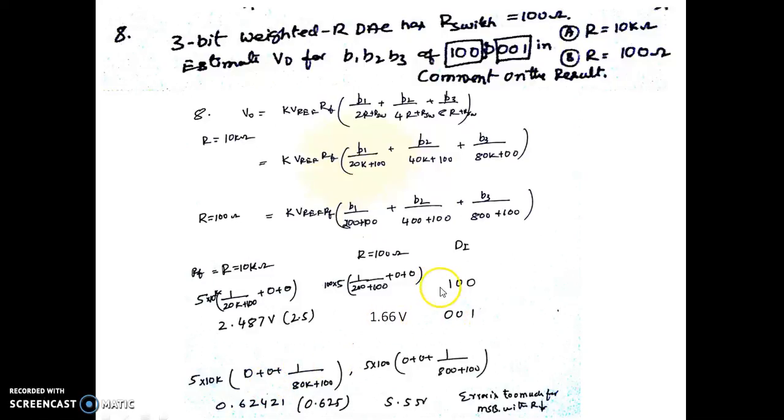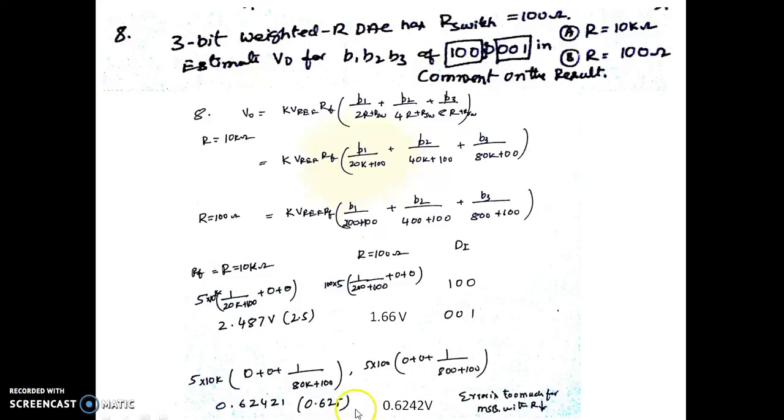Actually this 1.66 is for the MSB, not for the LSB. So we are redoing it for the LSB here. For the LSB, the value of B3 is now 1. So B3 is 1, the other two are 00, and it is 1 divided by 80K plus 100 ohm. So it was supposed to be 0.625. We are getting very close to that. So there is not much error. So let me just correct this value now here.